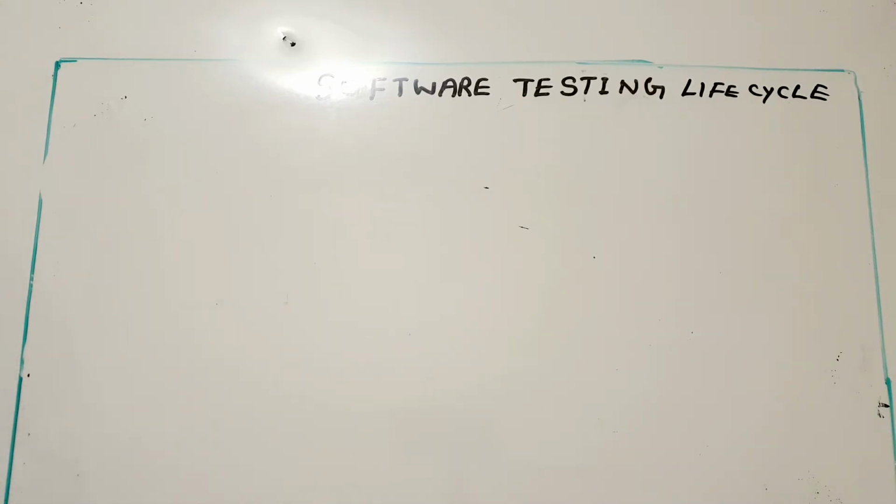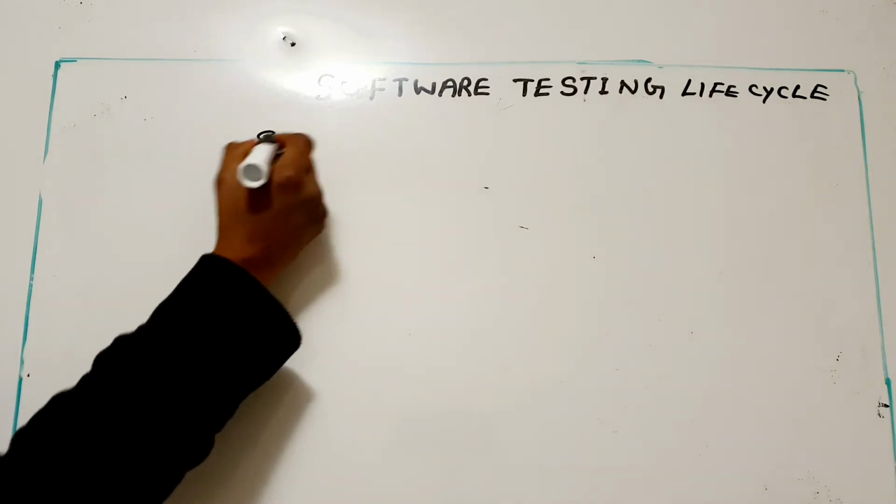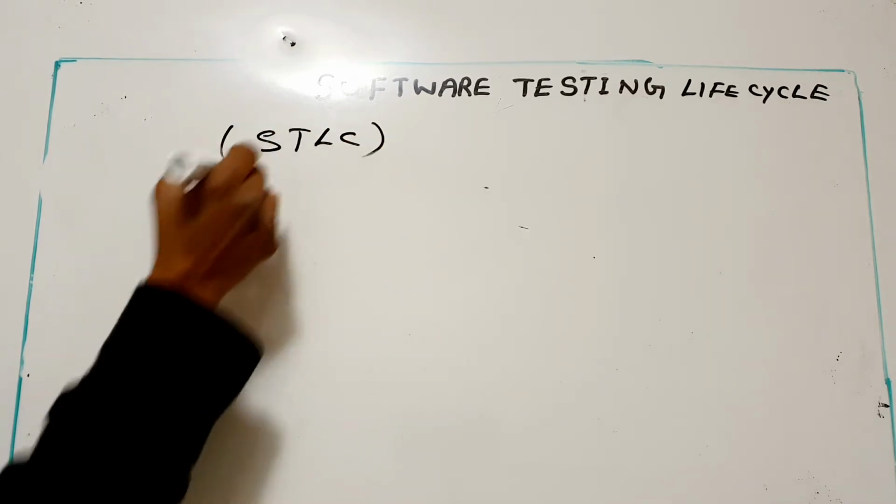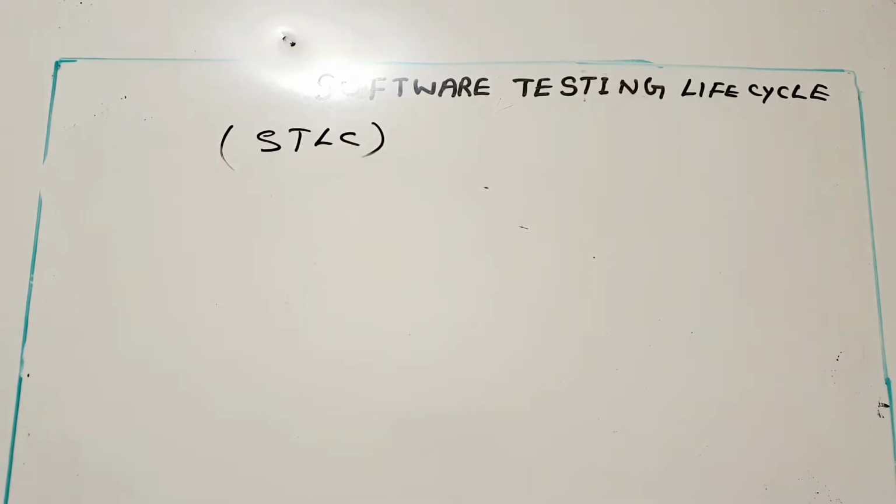So, in today's class, we will learn about what is the software testing lifecycle, which is STLC. STLC stands for Software Testing Lifecycle. This testing lifecycle is a sequence of activities that we carry out to test the software. I told you we have a lot of activities. It is like a process we follow to test the software.